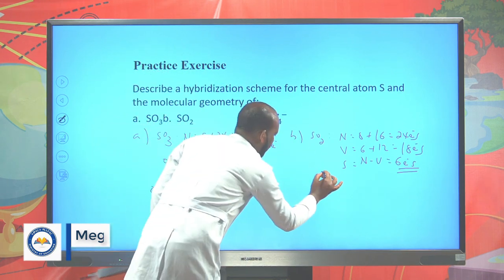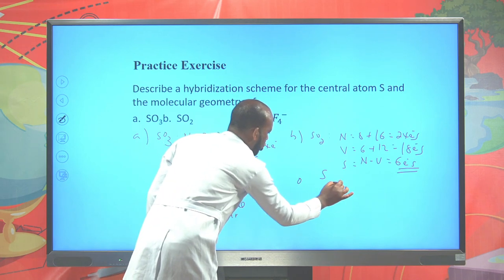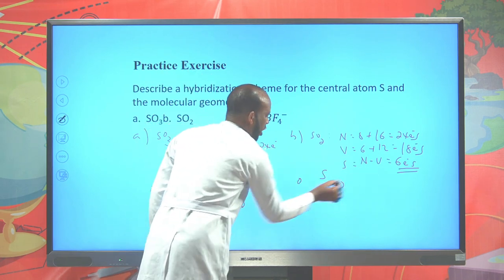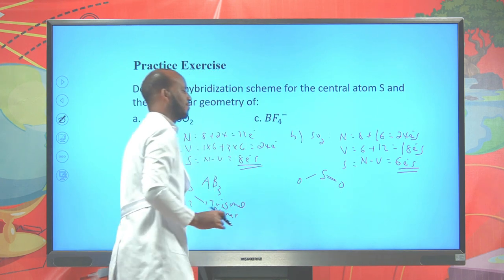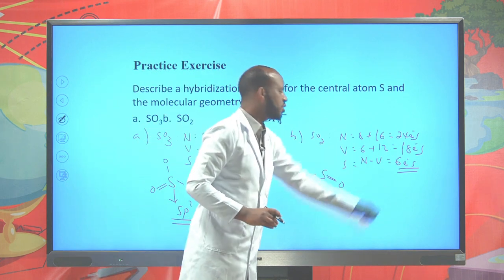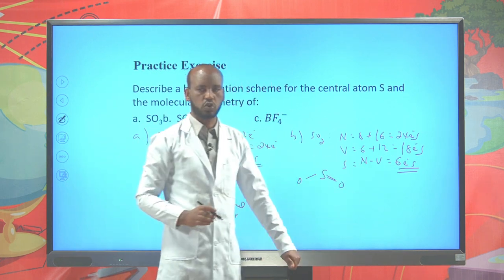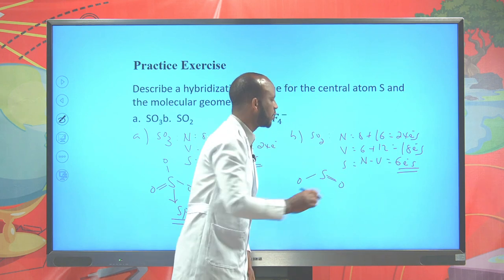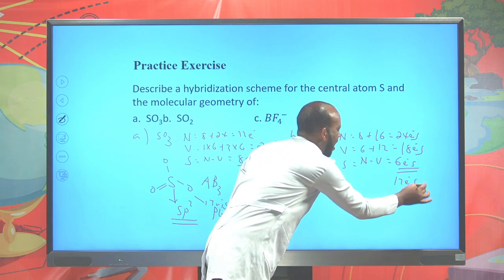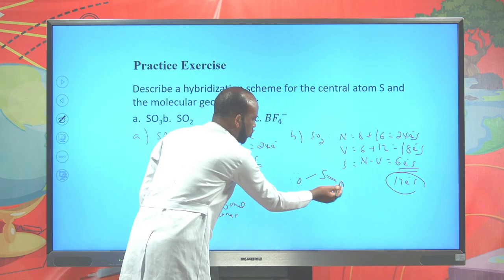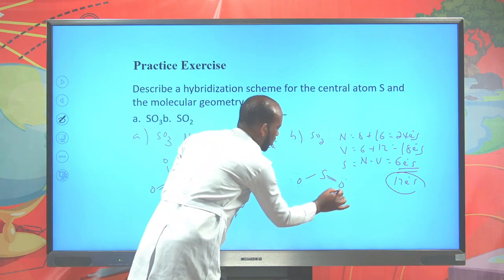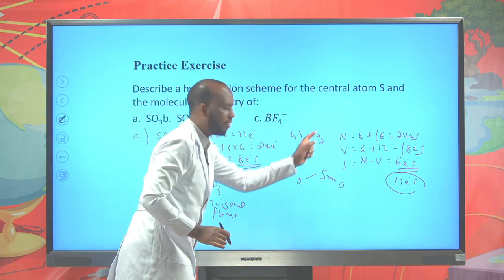Now sulfur is the central atom. Sulfur, oxygen, oxygen. 6 electrons are shared. 2, 4, 6. One of these is a double bond. Out of 18 valence electrons, 6 electrons are bonding electrons. The rest, 18 minus 6, 12 electrons, are unshared electrons, lone pairs of electrons, 2, 4, 6. This oxygen needs 4 electrons to have a noble gas electronic configuration. Total of 10, we are left with 2 electrons.